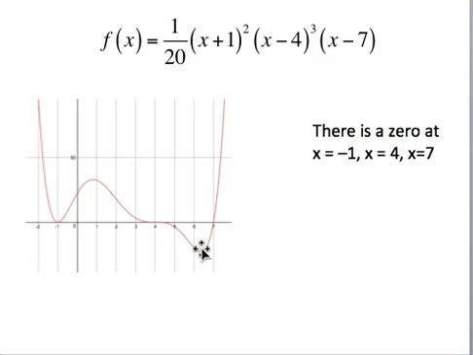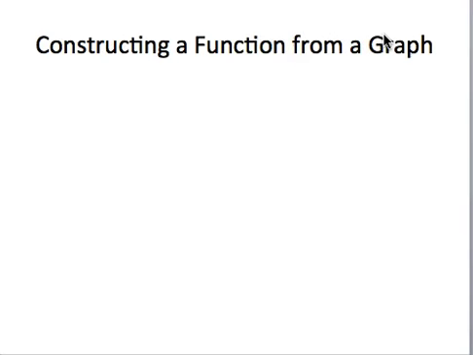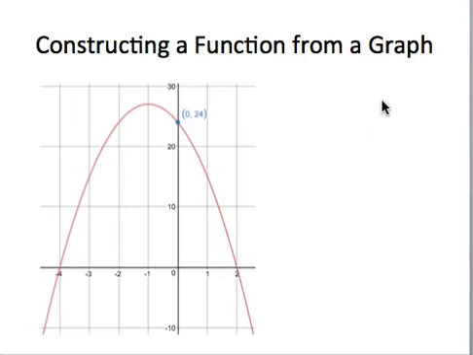So again, -1, 4, and 7 are our zeros, and there are your various multiplicities. -1 has multiplicity 2, because of the second power here, 4 has multiplicity 3, and 7 has multiplicity 1, x minus 7 to the first power. Okay, if we are going to look at a graph, how can we construct a function? So we're going to analyze those zeros and see what they tell us.